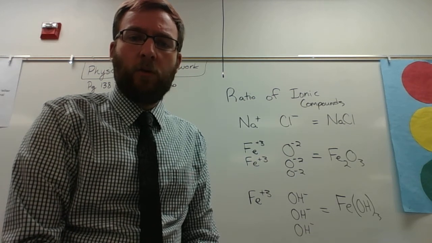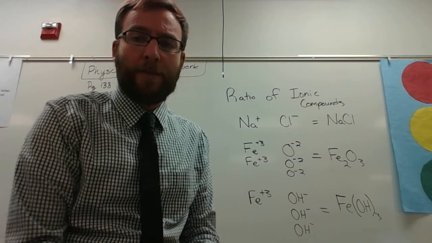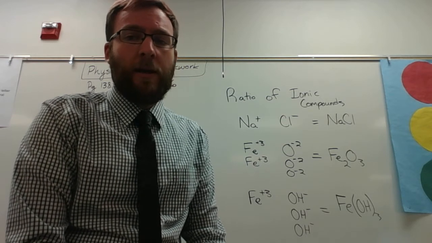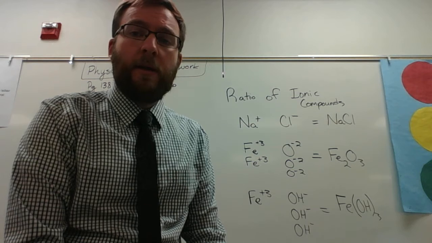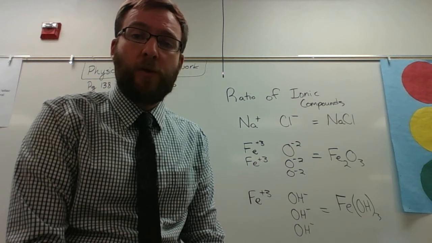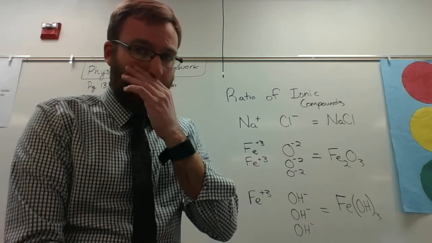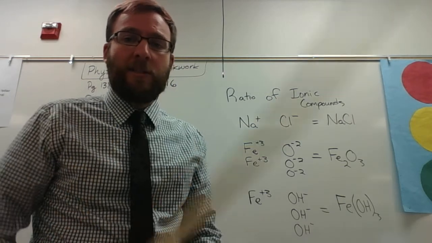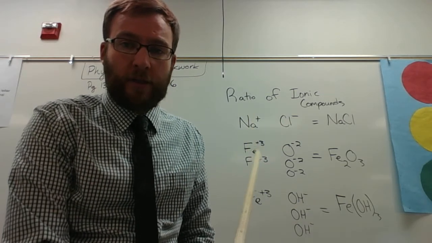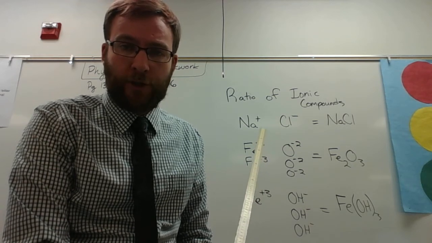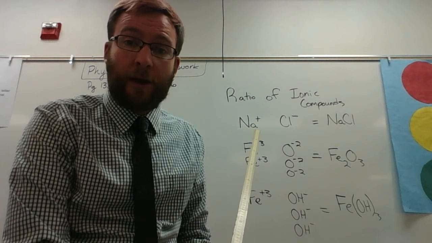Okay, in this video, we're going to talk about how to correctly balance a ratio between ionic compounds. Now again, an ionic compound is a compound that's formed between two ions. An ion is an atom that has a charge. Now, the ions, to begin with, may have charges, but afterwards, the ionic compound will not have a charge because they cancel each other out.